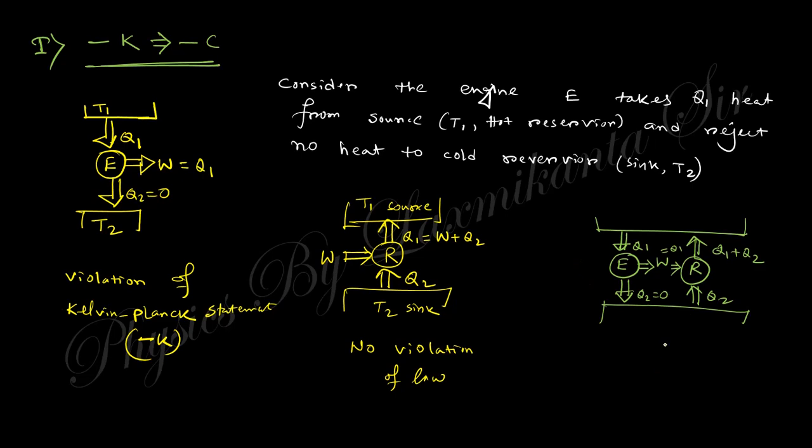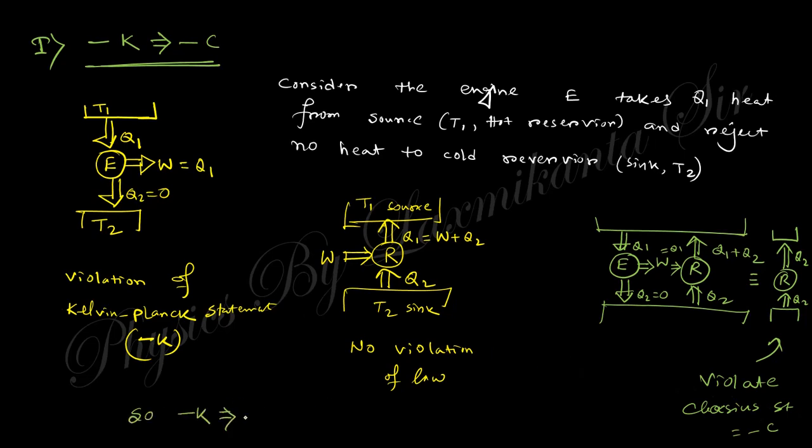So finally, if you take the combination, what happens? The refrigerator takes Q2 from the sink and gives Q2 to the source. Okay, so this violates the Clausius statement, that is minus C. So we start from minus K and reach minus C. So minus K implies minus C. Clear?